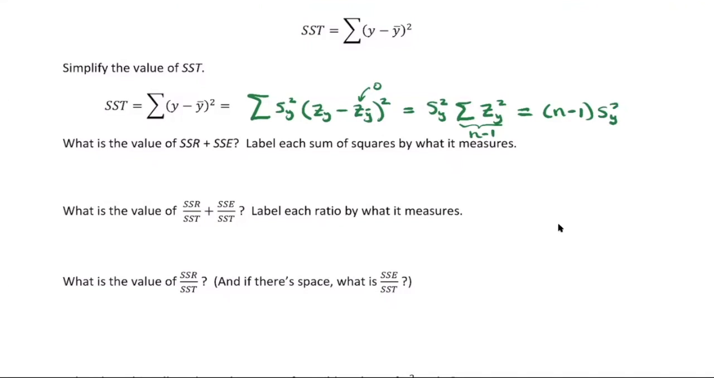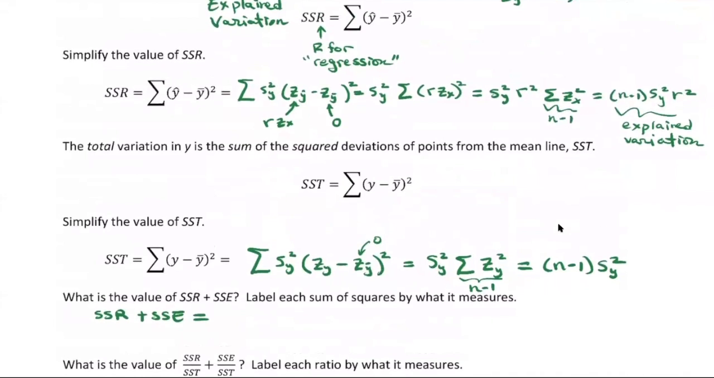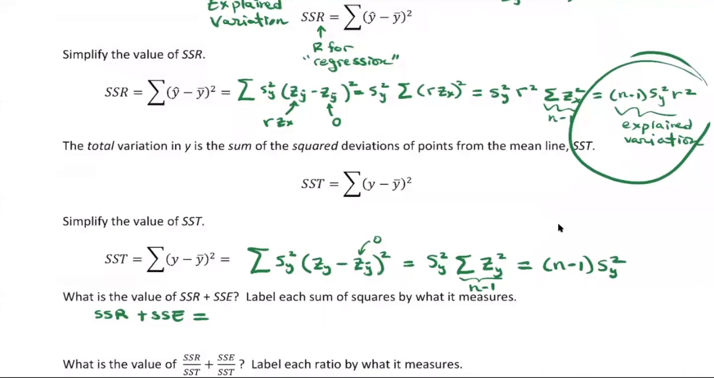sy squared, I guess I should say. Okay, now it's asking me to do a little bit of adding. So first of all, SSR plus SSE, and then label it by what it measures. Okay, first of all, SSR plus SSE. Let's go back up above. SSR is up here. Okay, we'll put that in.